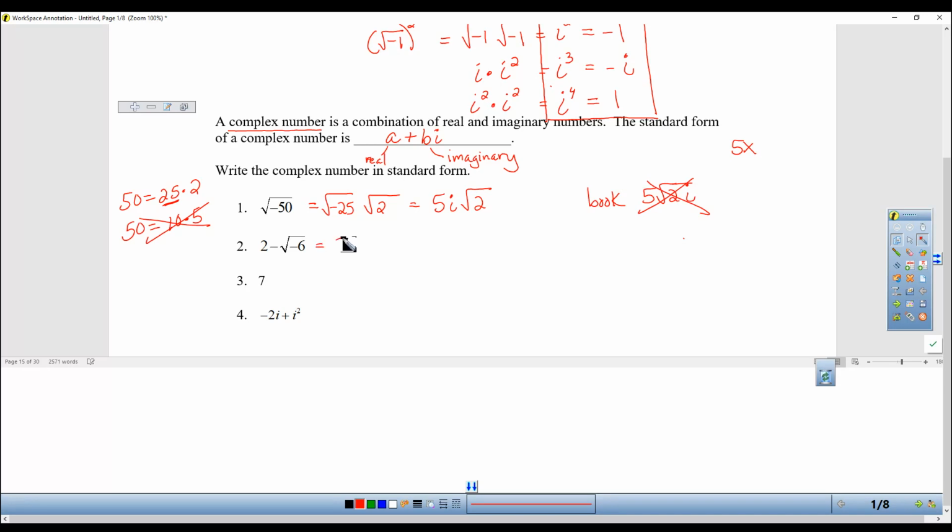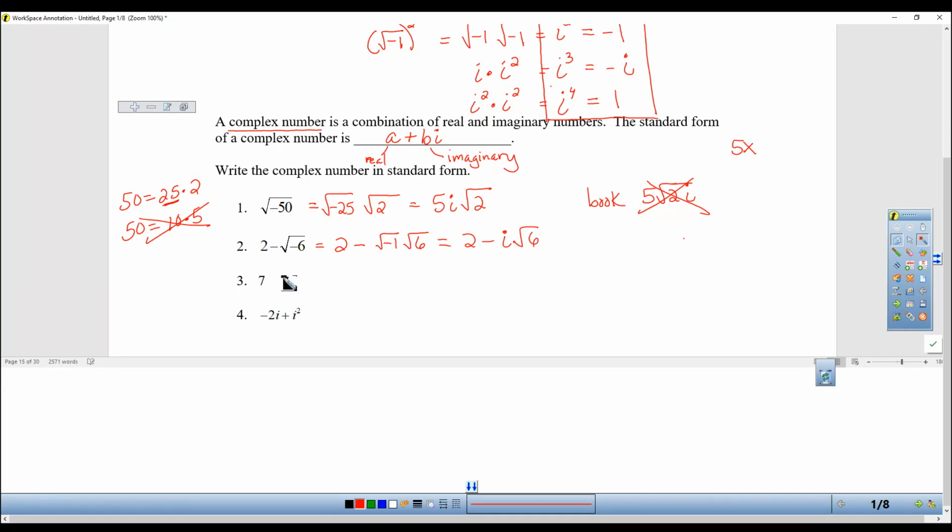On the next one, of these 6, you could break it down into 3 and 2, but neither one of those are perfect squares. So the only way you can break it down is the negative and the 6, which gives you 2 minus i square roots of 6.